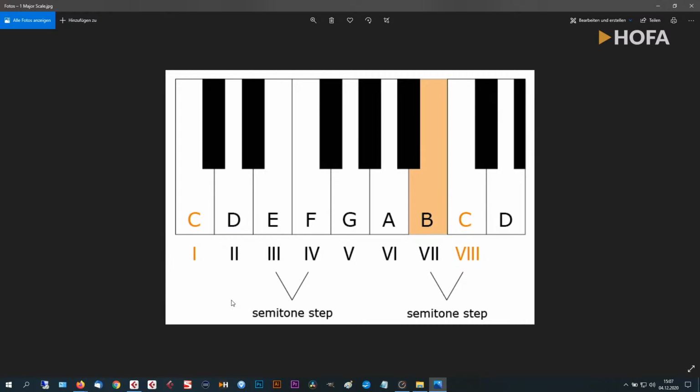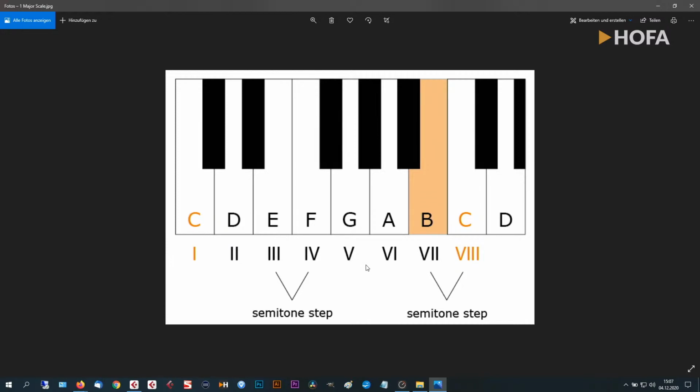So if we divide these notes into steps, which is what we usually do in musical theory, then we can say, okay, let's start from step 1 until step 8, and step 8 is equal to step 1 again. So if we do it like that, we have a semitone step between step 3 and 4 and between step 7 and 8. And this is the classical major scale.